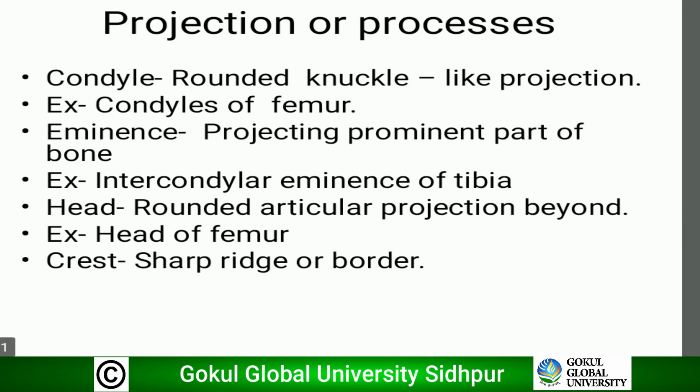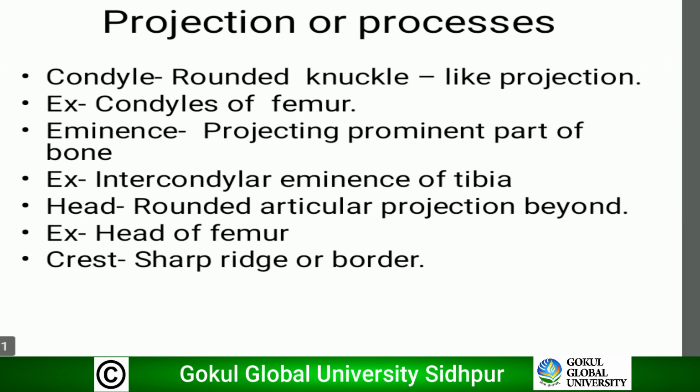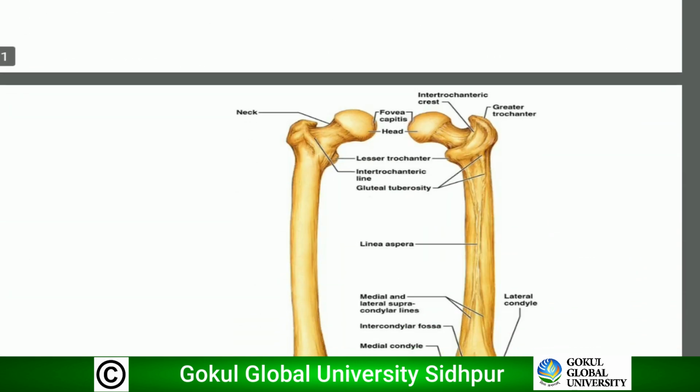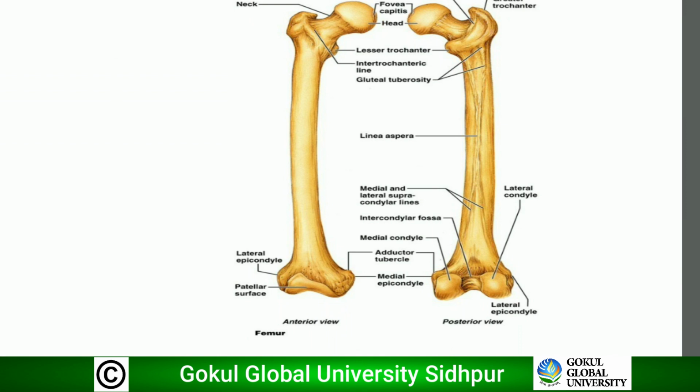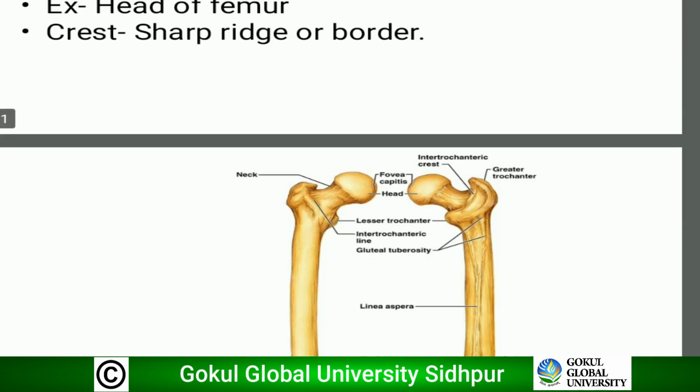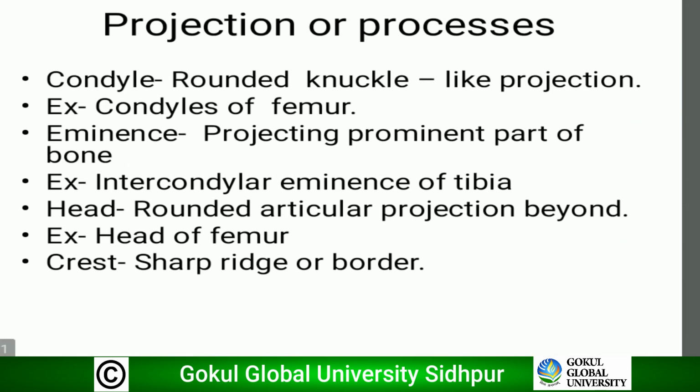Now we will discuss projections or processes. Condyle, a rounded knuckle-like projection, as in the medial and lateral condyles of the femur. Eminence, a projecting prominent part of the bone. Example, the intercondylar eminence of the tibia.